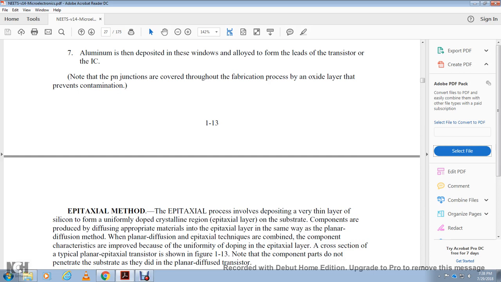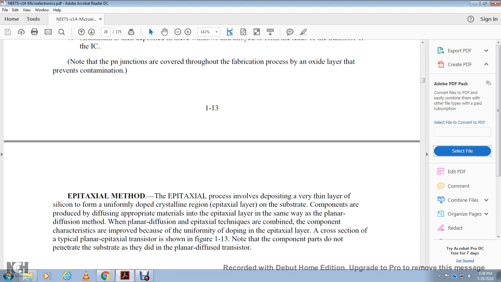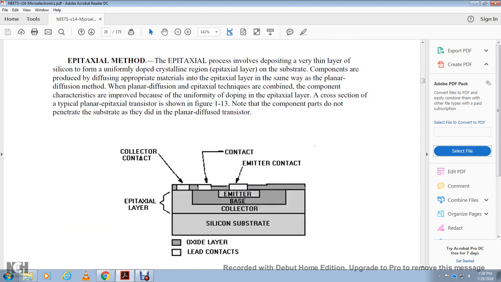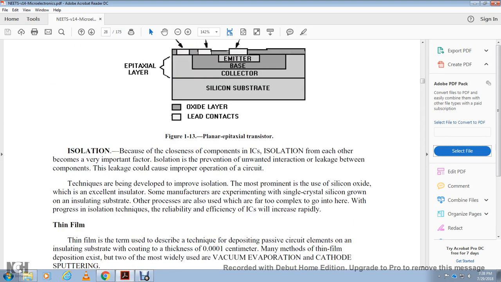Note that the components do not penetrate the substrate as they did in the planar diffused transistor. The darker gray is the oxide, and white is the lead contacts. You have the silicon substrate, collector, emitter, base, emitter, and the epitaxial layer, the collector contact, and emitter contact.